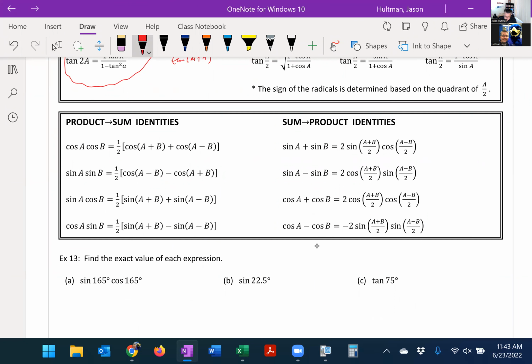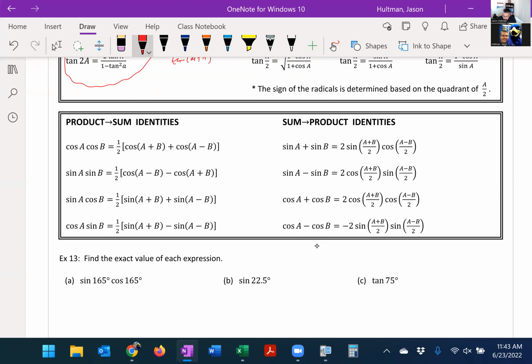This is cosine A times cosine B is equal to 1/2 cosine A plus B plus cosine A minus B. Sine of A times sine of B is equal to 1/2 cosine A minus B minus cosine A plus B. Sine A cosine B is equal to 1/2 sine A plus B plus sine A minus B. Cosine A sine B is equal to 1/2 sine A plus B minus sine A minus B.